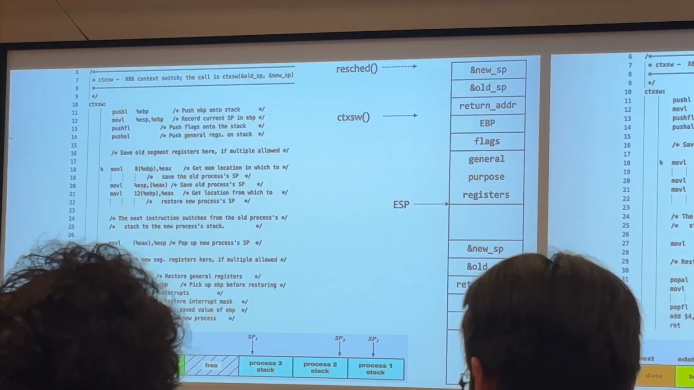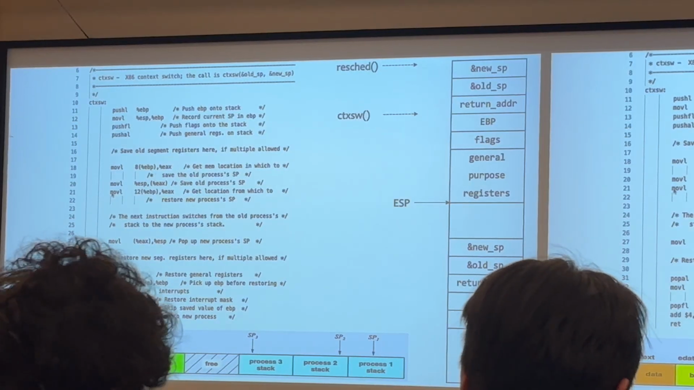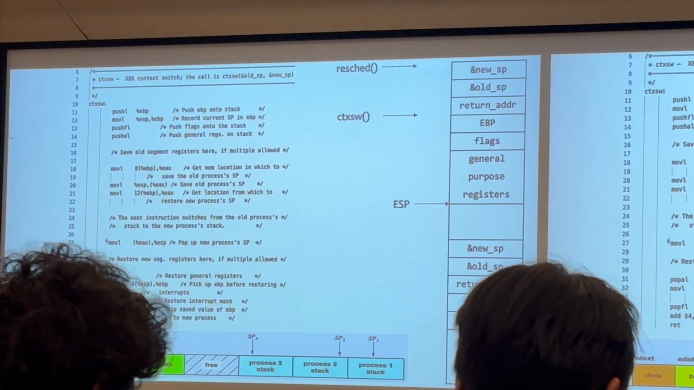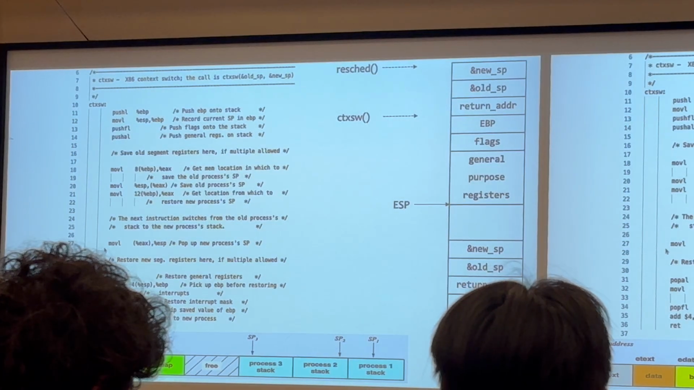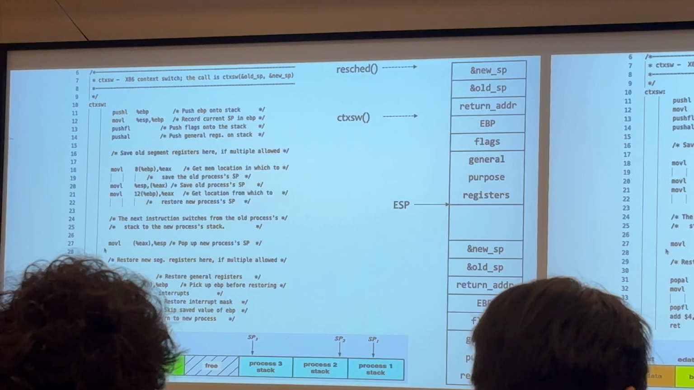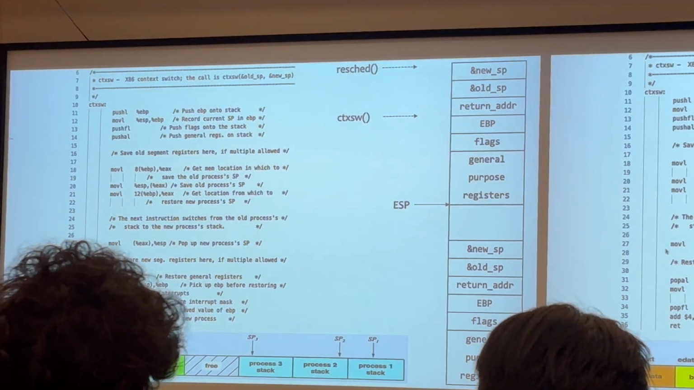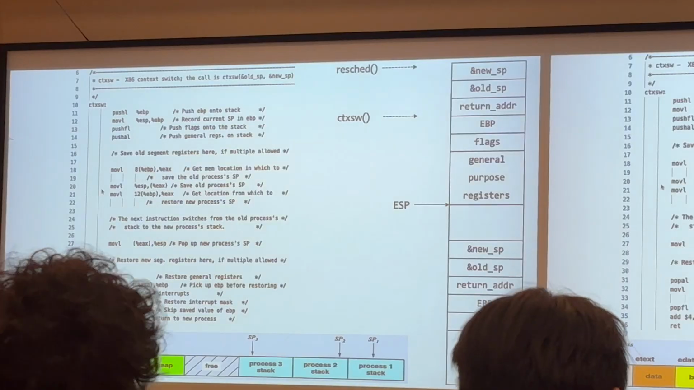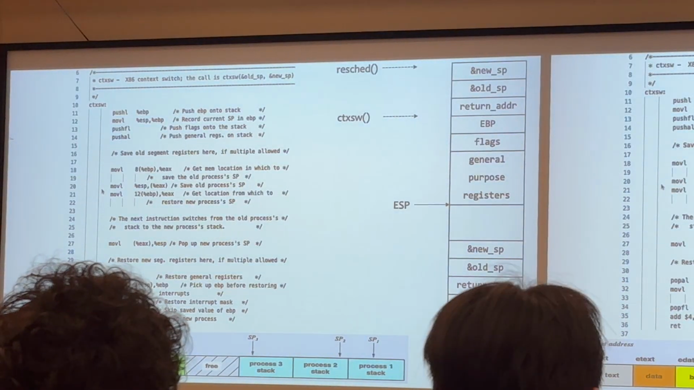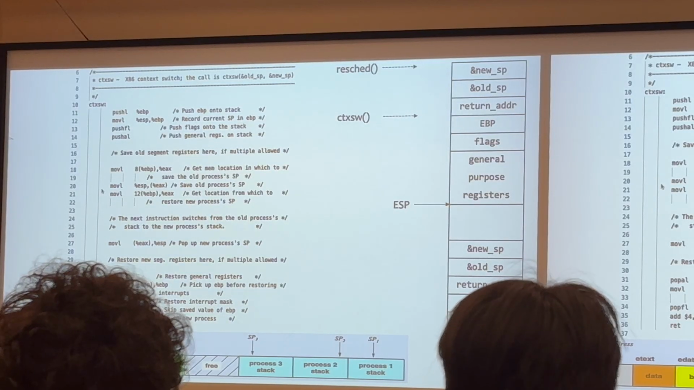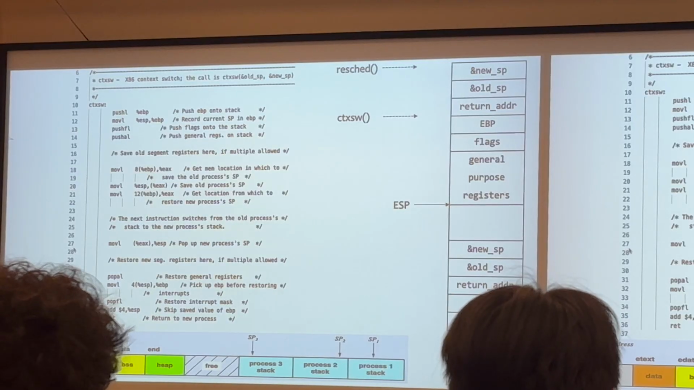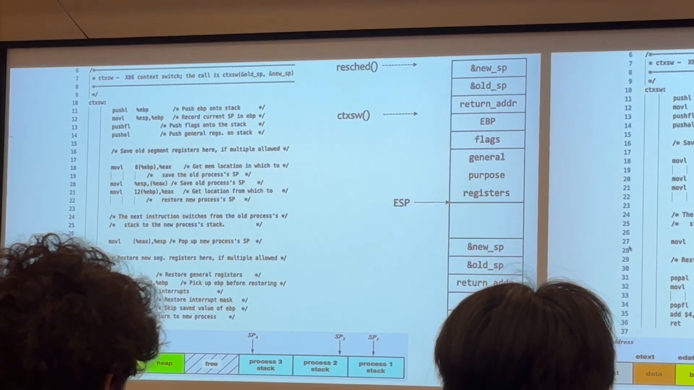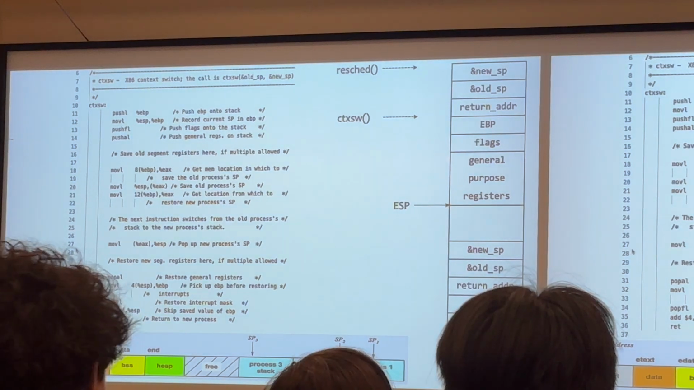So that is line 18 and 20. Okay. Now line 21 and line 27. These two lines are doing similar things, but the previous two lines, 18 and 20, are storing the current stack pointer to the old process's process table entry's stack pointer data member. These two lines, 21 and 27, are doing the opposite. It's loading the new process's stack pointer from memory to the ESP register.